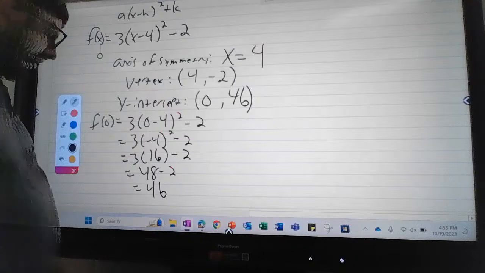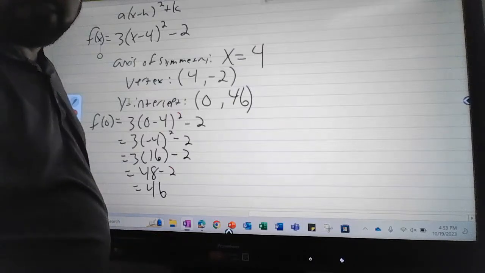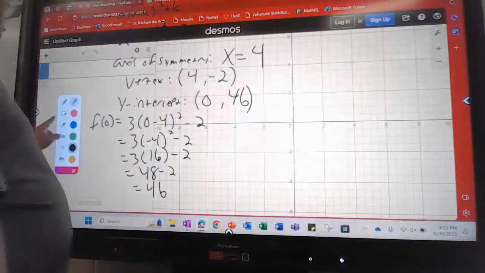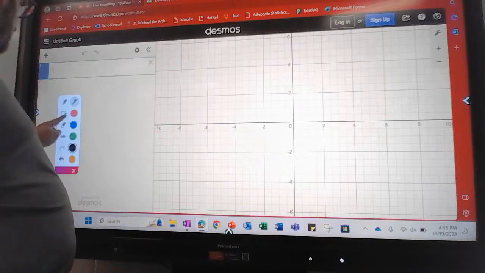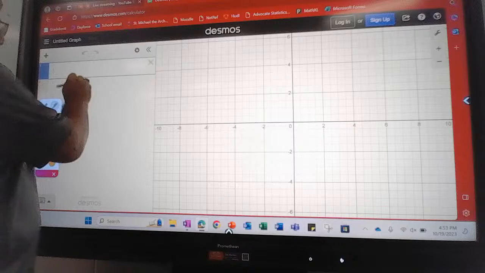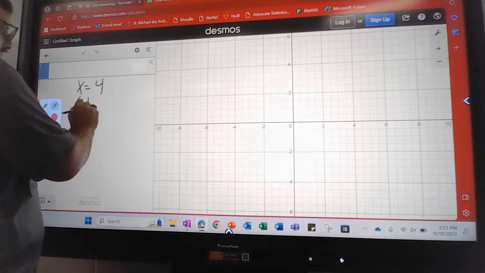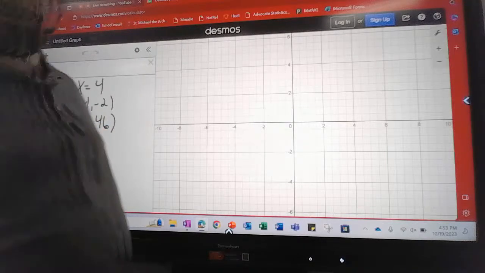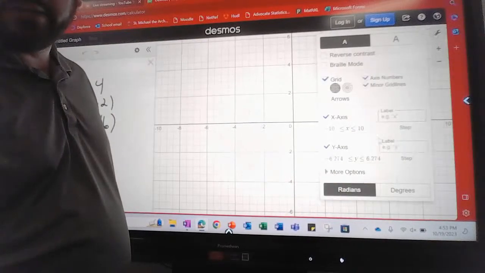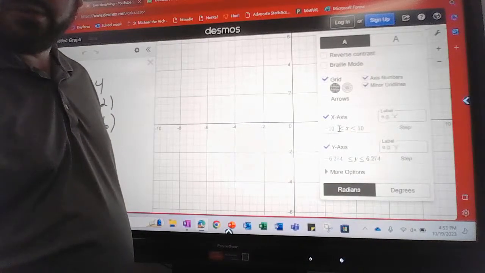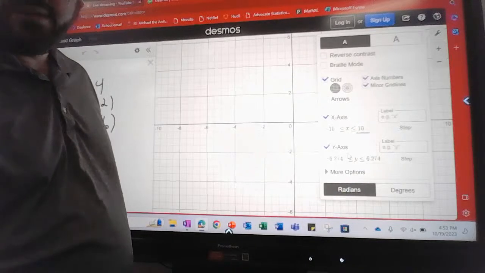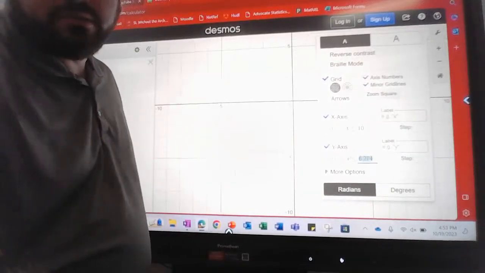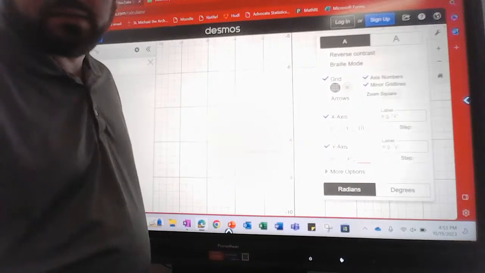So let's go ahead and put this to a graph. I'm going to go ahead and switch over to Desmos so you can see it. All right. So again, we're keeping in mind that our axis of symmetry is x equals 4. Our vertex is (4, -2). My y-intercept is (0, 46). Okay, so I am going to have to change the graph on this one. So let's see. Let's go with -10 to positive 50, I should say.